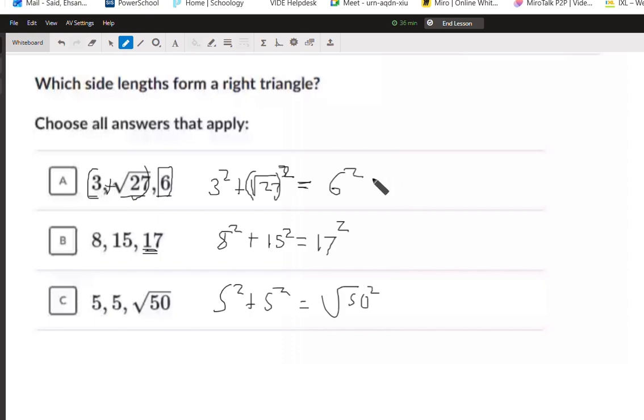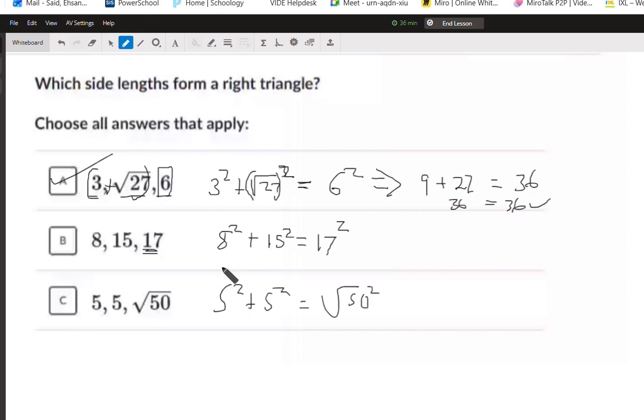Alright, so let's work these out. 3 squared is 9. Root 27 squared is 27. And 6 squared is 36. Now if we add these two together, 9 plus 27 is 36, equals 36. So A checks out. A forms a right triangle, because they're equal. Now let's check B.